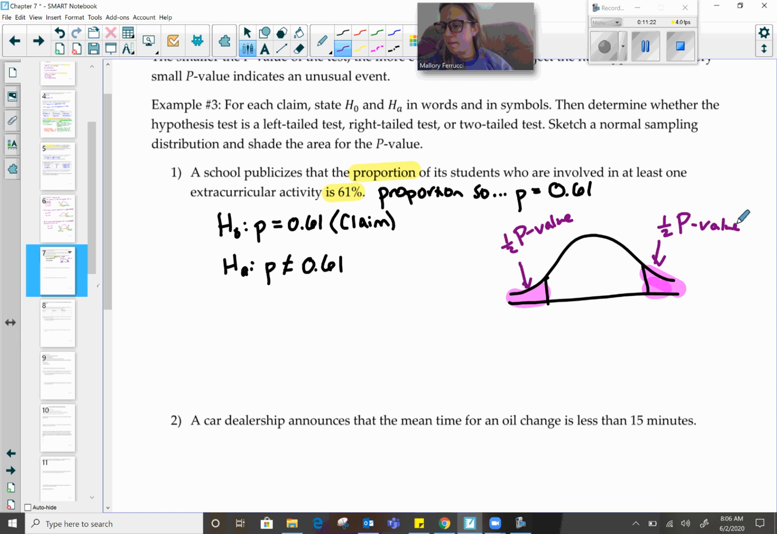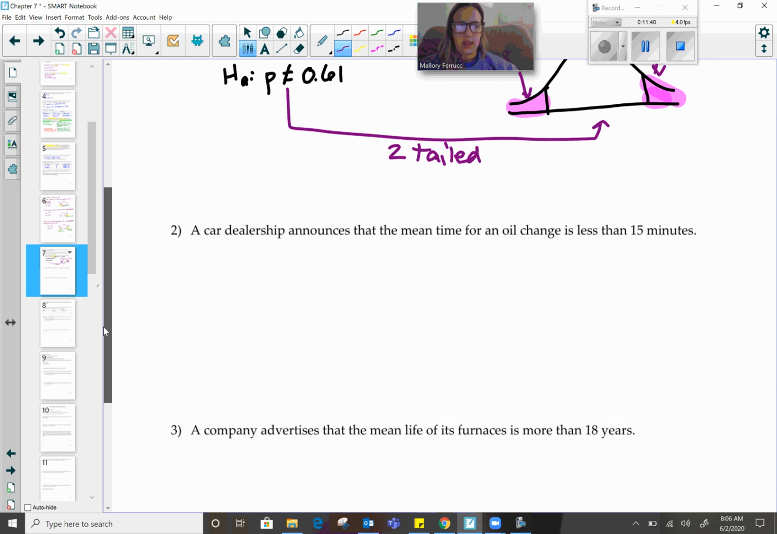Okay, so let's see here. So yeah, this is how we decide that it's two-tailed, because it's not equal to. Okay, let's go to the next one.